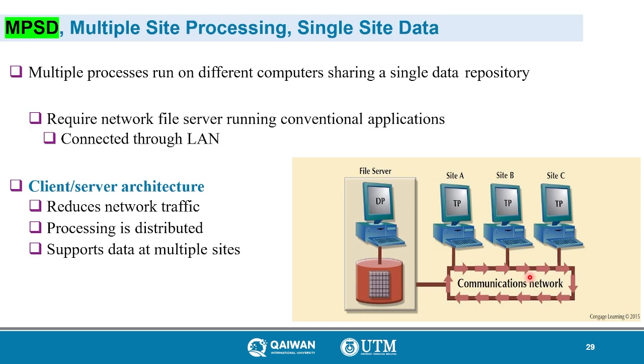Now we have multiple process, single data. Multiple processes run on different computers sharing a single data repository. Now it requires a network file server running a conventional application, for example, connected through a LAN, as we see in the communication network here. Also, the client server architecture reduces network traffic, and processing is distributed and supports data in multiple sites.